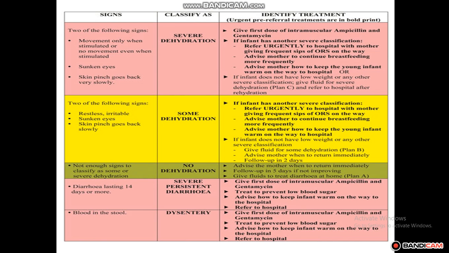The child can be taken home. Advise the mother to return immediately if the condition worsens. Follow up in 5 days. Give fluids to treat the diarrhea.